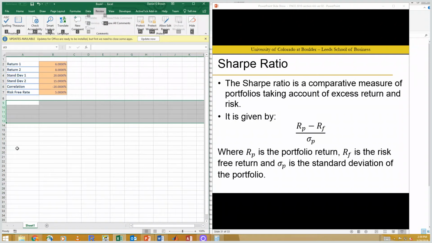In this video, I am going to discuss the Sharpe ratio. Sharpe ratio is a comparative measure of portfolios taking account of excess return and risk. So excess return is calculated by RP, the portfolio return, minus RF, the risk-free return, and risk is calculated as the standard deviation of the returns of the portfolio. So the Sharpe ratio is RP minus RF divided by sigma p.